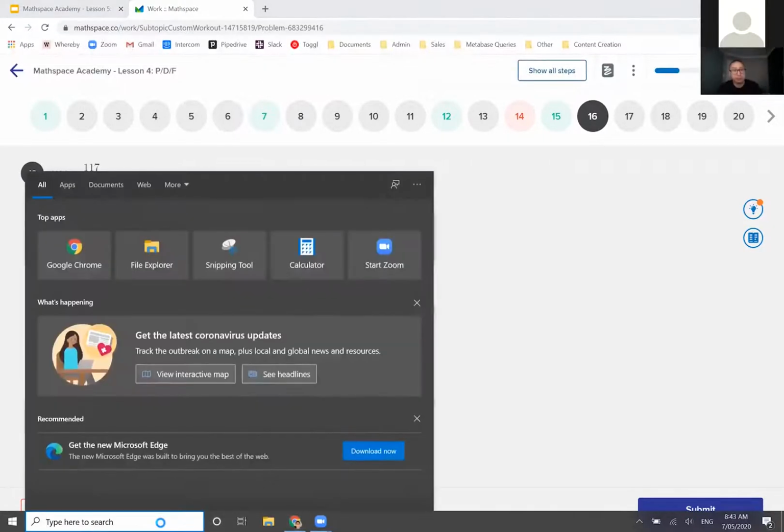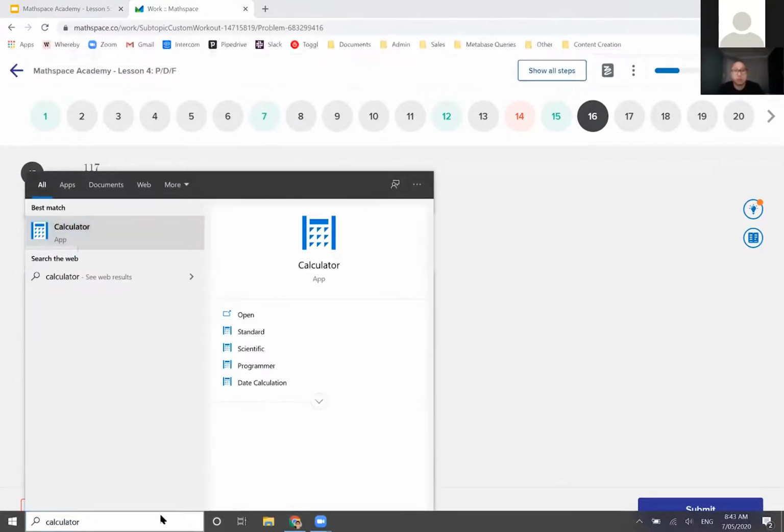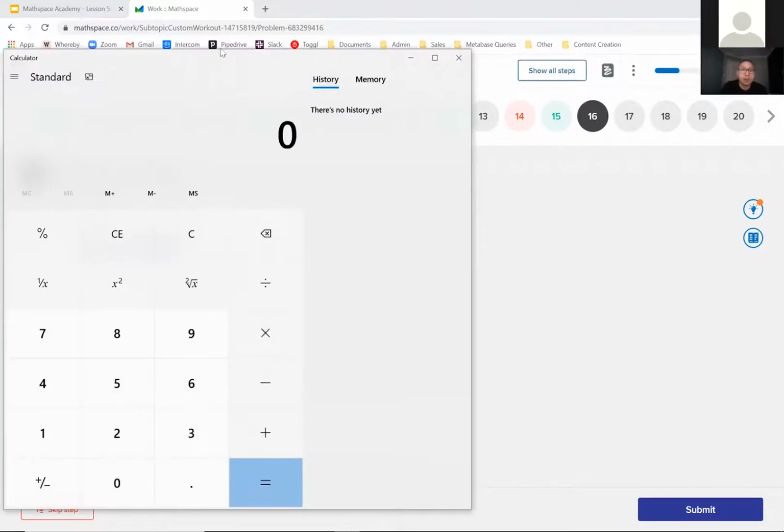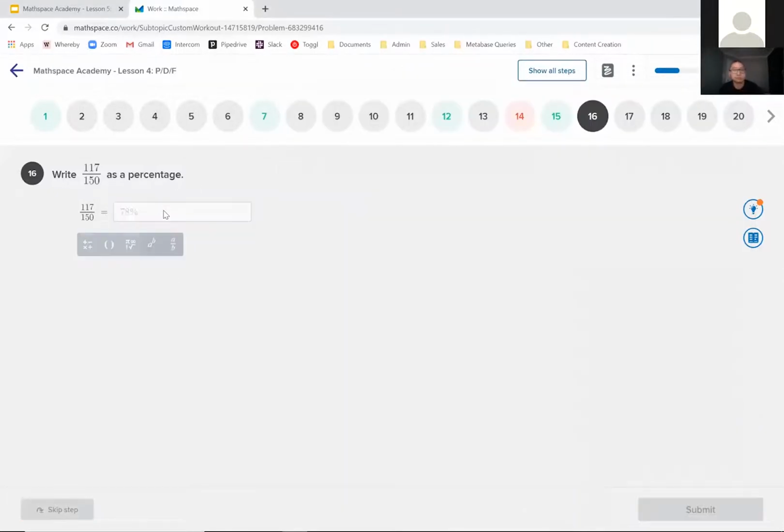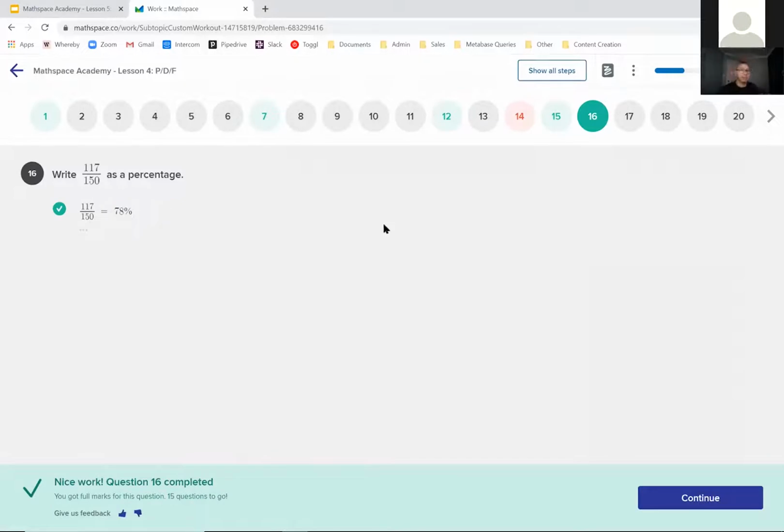I'm going to bring up my calculator. Okay, let's have a look. So remember, to turn a fraction into a percentage, all I have to do is do the division and multiply by 100. Right, so I go 117 divided by 150, and then I times it by 100. 78%, boom. All right, crushing it.